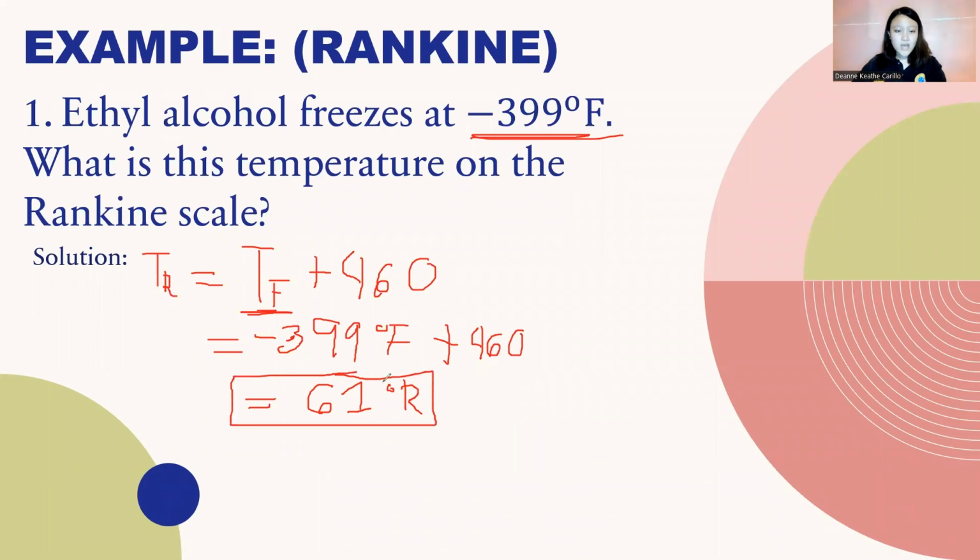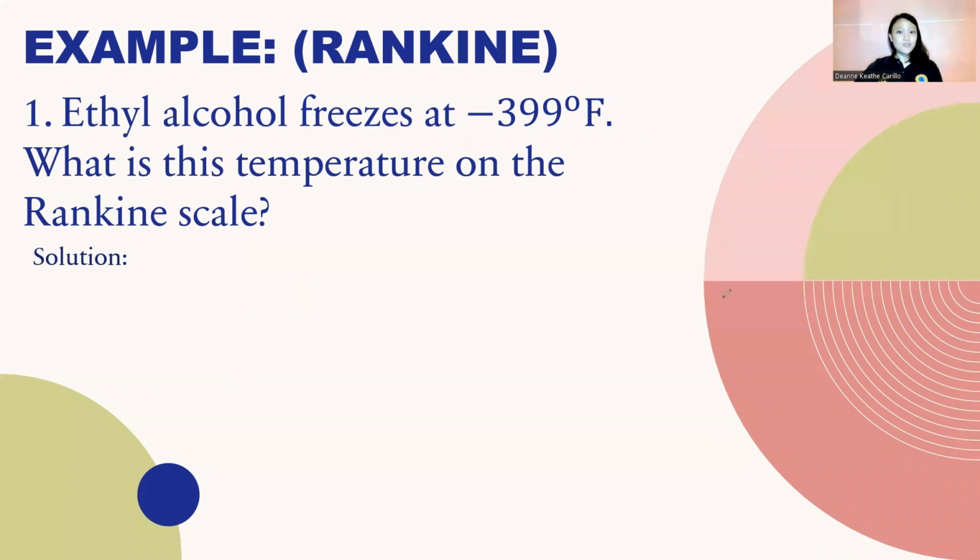Magiging degree Rankine siya because we converted it from degree Fahrenheit, and since these two, negative 399 plus 460, are different signs, and the higher number is 460, we should copy their sign, which is positive. And magbabawas siya because they are different signs. Example number 2. Now let's proceed to example number 2.